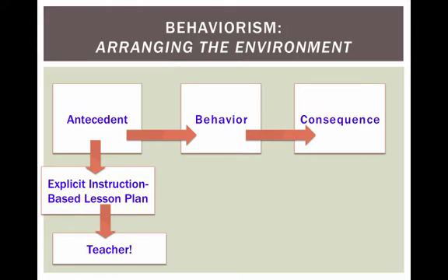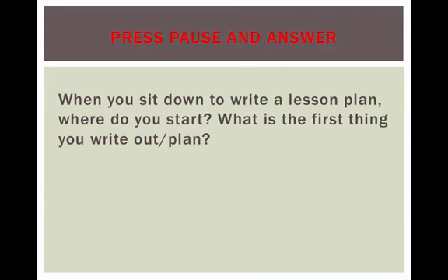Right. Hopefully you remember talking about the three-term contingency, which is antecedent, behavior, and consequence. And so the way that explicit instruction plays into exploring your environment or manipulating your environment is that explicit instruction is an antecedent to any desired behaviors. And additionally, you are the teacher, so you are the antecedent to any of the desirable behaviors.